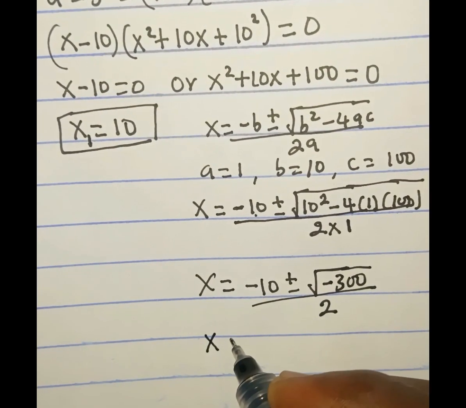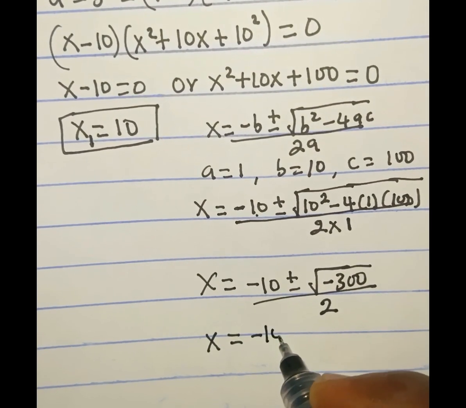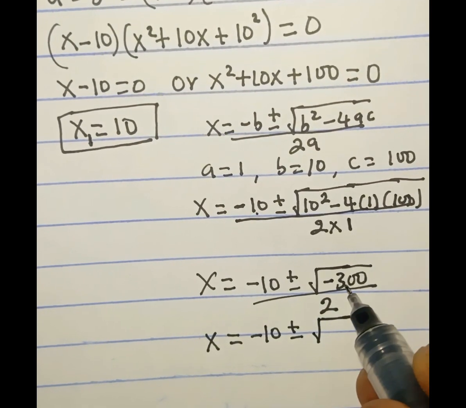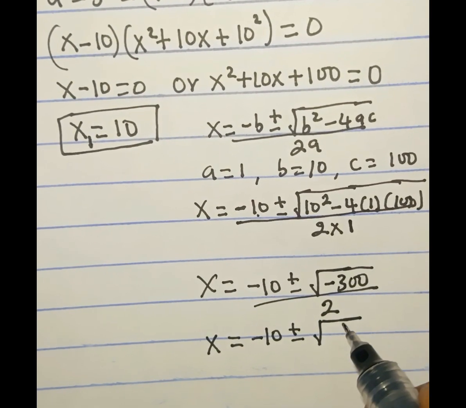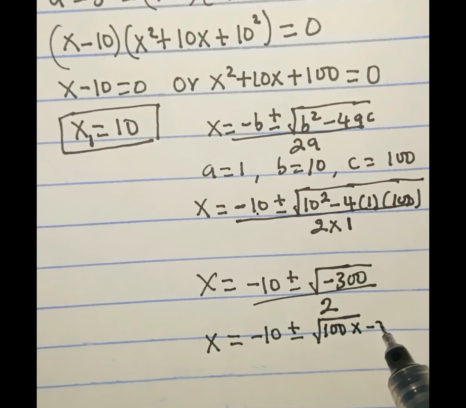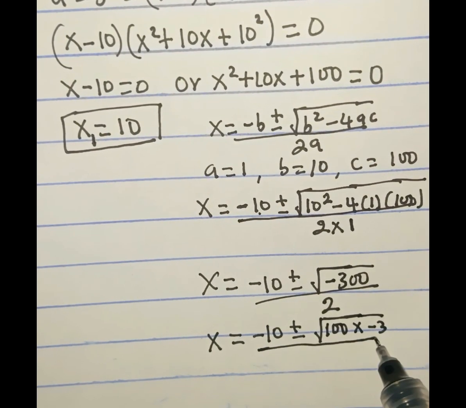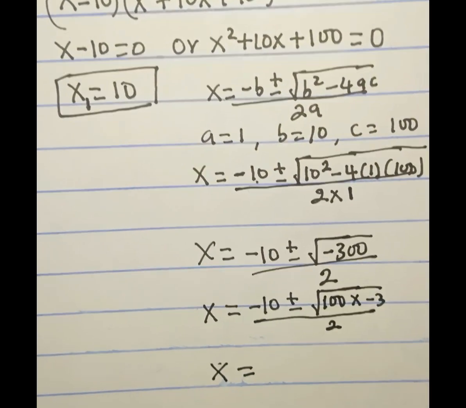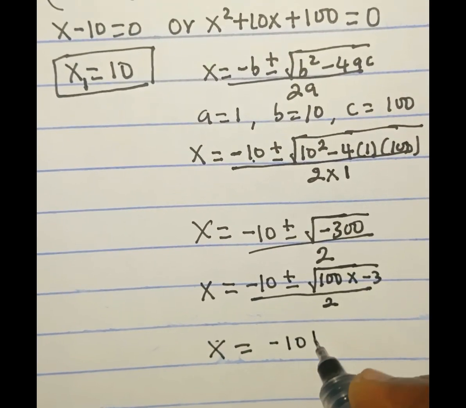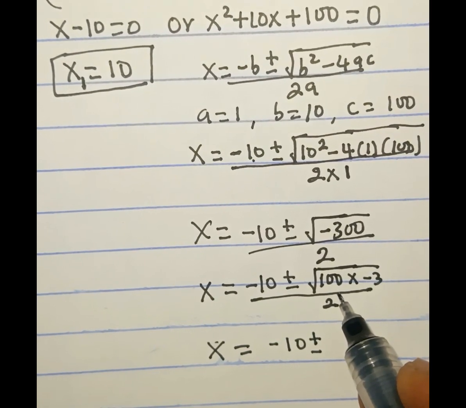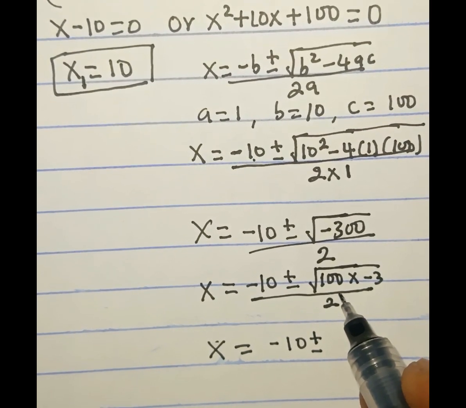So x will be equal to minus 10 plus or minus the square root of minus 300, which can also be written as 100 multiplied by negative 3. So everything all over 2. Now x will be equal to minus 10 plus or minus, here we can take the square root of 100. It's going to give us 10 because 100 is a perfect square.